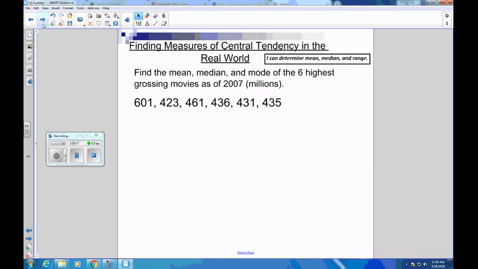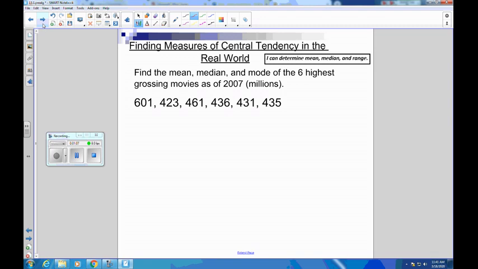So this one says find the measures of central tendencies. We're going to find mean, median, and mode of the 6 highest grossing movies as of 2007. So how much they're making. First thing that I always like to do is I like to put my data in order from least to greatest. That helps me out. And here's how I do it.